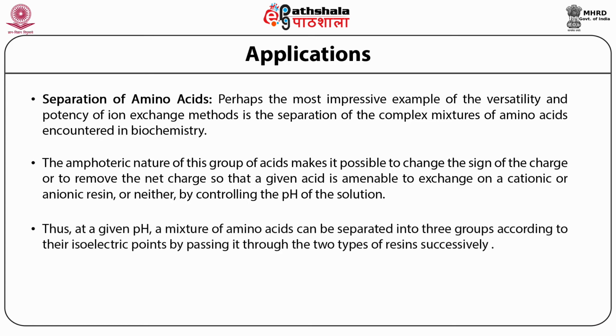Thus, at a given pH, a mixture of amino acids can be separated into three groups according to their isoelectric points by passing it through the two types of resins successively. After changing the pH, the groups can be further subdivided as many times as desired.